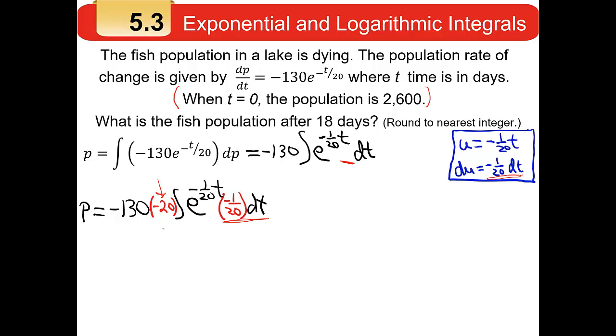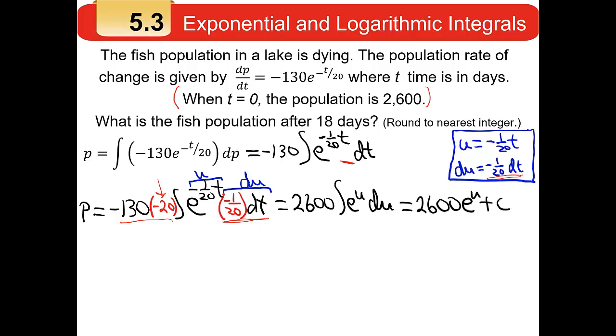Well, I'm sort of home free now. I need to multiply negative 130 times negative 20. I need to substitute for u and du. So negative 130 times negative 20 is 2,600. The e to the minus 1/20th t becomes e to the u, and the minus 1/20th dt becomes du. Now I can apply my integration formula, which says the integral of e to the u du is just e to the u plus c, with the 2,600 just riding along.